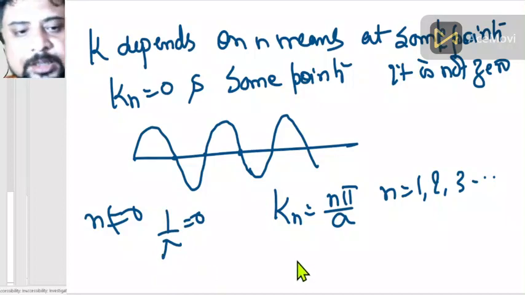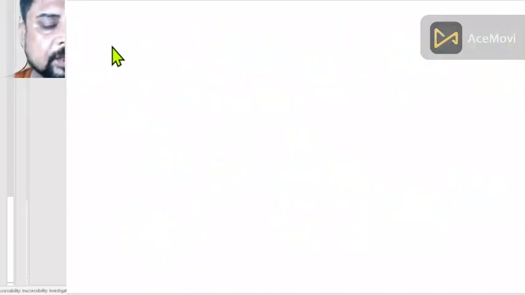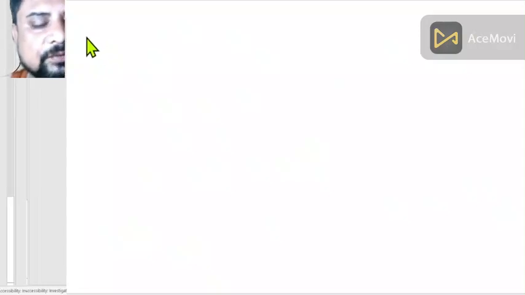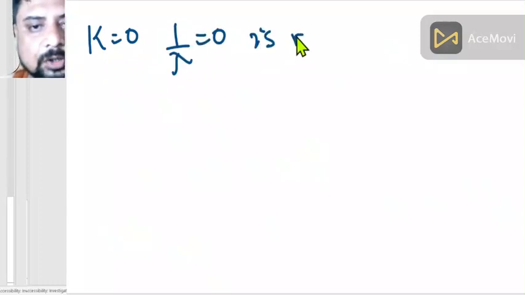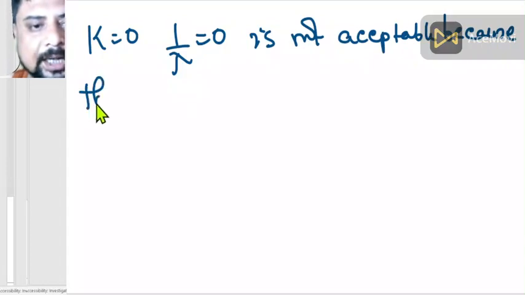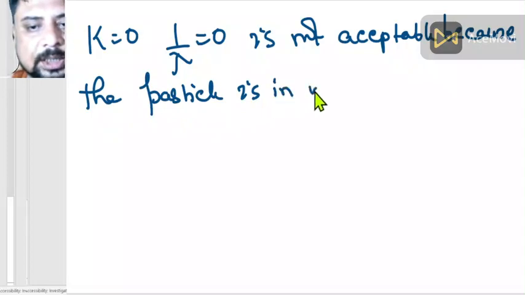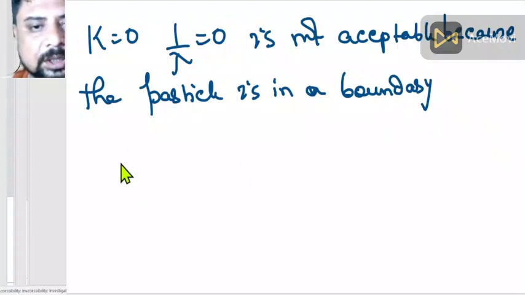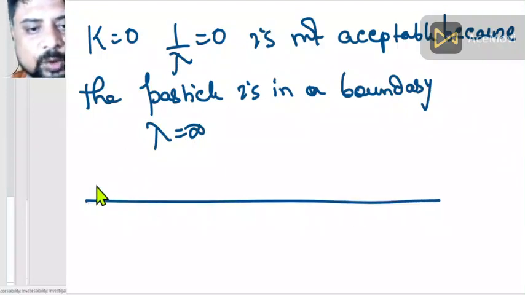So we can now write n pi by A. N can be 1, 2, 3 and so on. N cannot be 0. If n is 0, this means K is 0. K 0 means 1 by lambda is equal to 0, means lambda is infinite. That is not acceptable. Why is it not acceptable? Because the particle is confined in a region. K equal to 0, or 1 by lambda equal to 0, is not acceptable because the particle has boundaries. The particle is in a boundary.